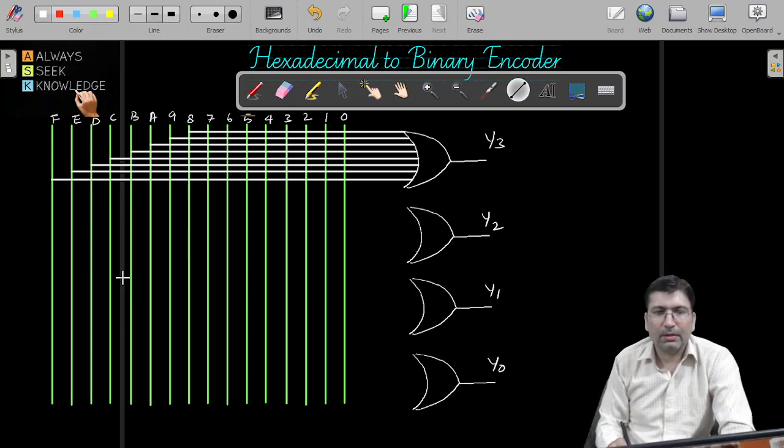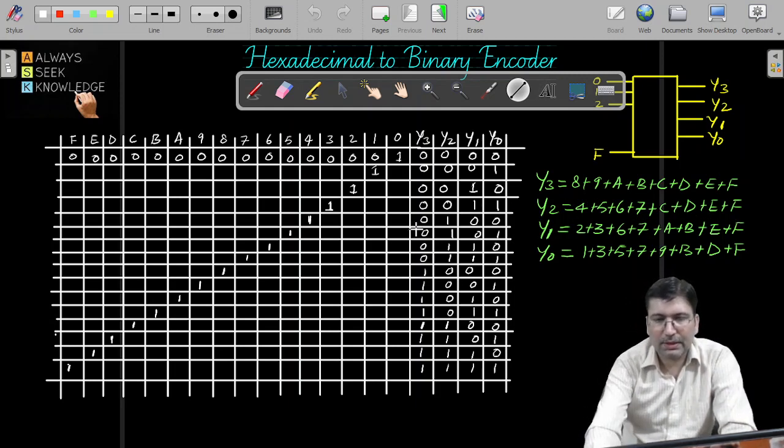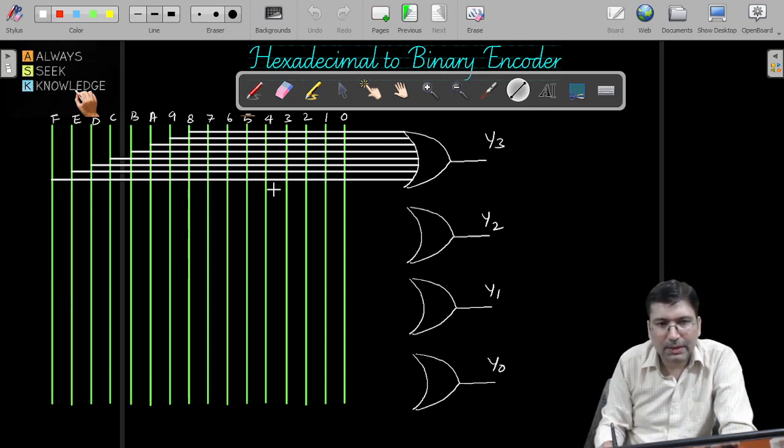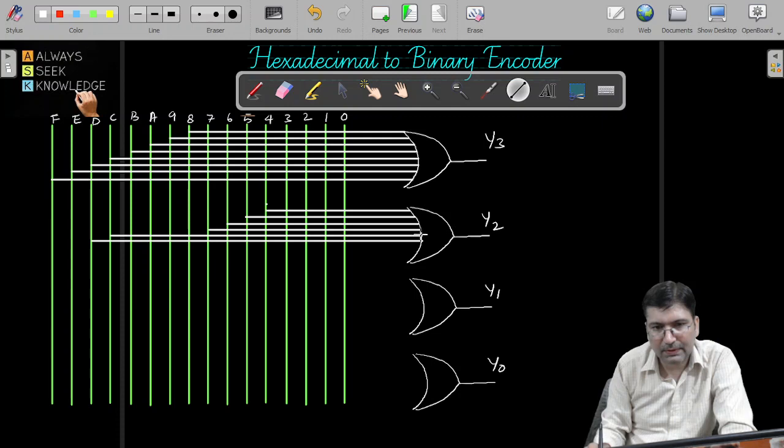So this is Y3. Now similarly, when you look at Y2, it is 4, 5, 6, 7, C, D, E, F. So 4, 5, 6, 7, C, D, E, F, you connect. 4 is here. So you connect 4 from here, 4, then 5, then 6. Then 7, then last 4. So we have C here. We can connect C, then D, then E, then F. So this is your Y2.